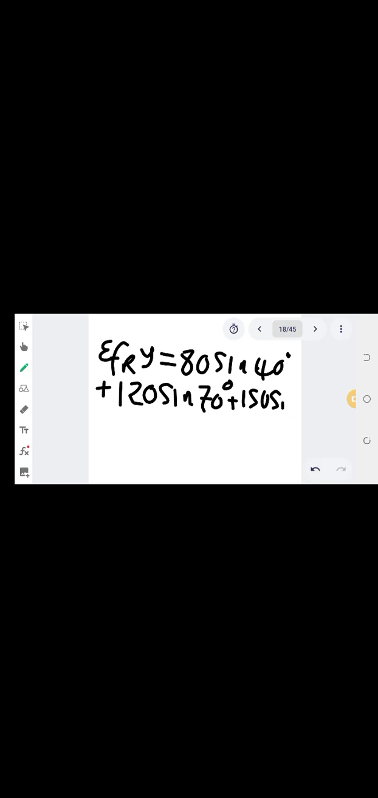So 150 sine plus 150 sine 35. So we are getting this as our answer. So this is just 250.22 newtons. So this is what we are getting. So now we have these two components in the x and in the y.